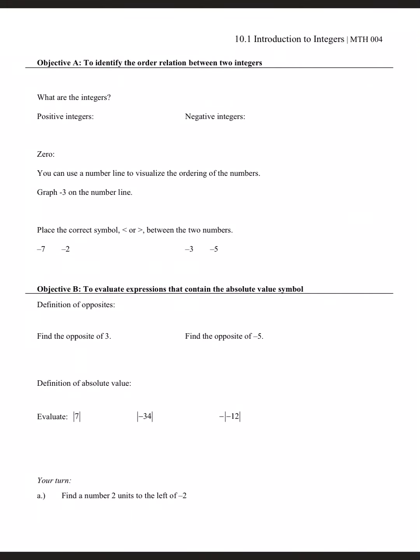Hi there. In section 10.1, we are talking about integers. Our first objective is to identify the order relation between two integers, meaning which numbers are bigger and smaller than each other. So the first thing we have to talk about is: what are the integers? The definition of integers is the set of the whole numbers and their opposites.